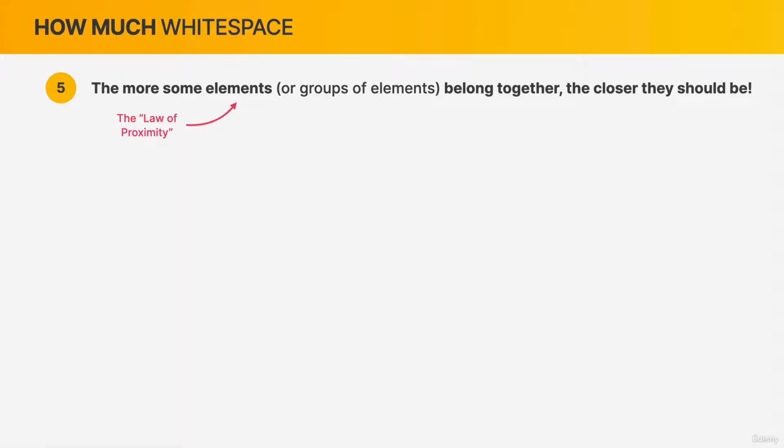All right. Now, on the other hand, of course, if elements are not closely related to one another, then they should be further apart, so that a user intuitively perceives that a certain element or group of elements is unrelated to another group of elements. So again, all of this is the law of proximity, and this should be the guiding principle when you define how much white space you're going to use between elements or groups of elements.